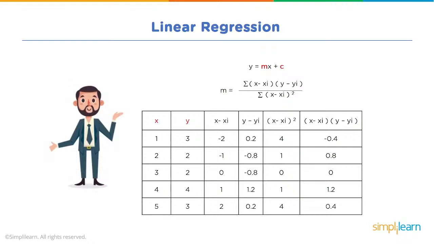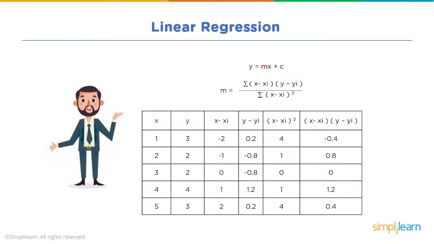We can easily do that by creating some columns where we have x and y. Computers are really good at iterating through data, so we can easily compute this and fill in a table. If our x value is 1 and the mean is 3, 1 minus 3 equals negative 2, and 2 minus 3 equals negative 1, and so on. We fill in the columns of x minus x mean and y minus y mean, and from those we compute x minus x mean squared and x minus x mean times y minus y mean.